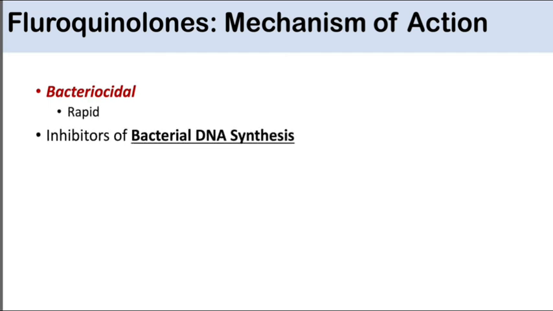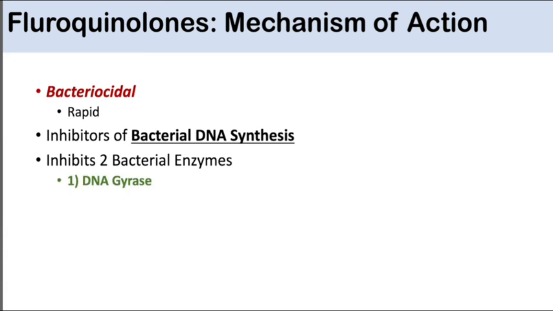So how do fluoroquinolones work? What is the mechanism of action of the quinolones? They are all bactericidal, and they are rapidly bactericidal because they inhibit bacterial DNA synthesis. They do this by inhibiting two specific bacterial enzymes. The first one is DNA gyrase, and the second one is topoisomerase 4. DNA gyrase and topoisomerase 4 generally do the same function.